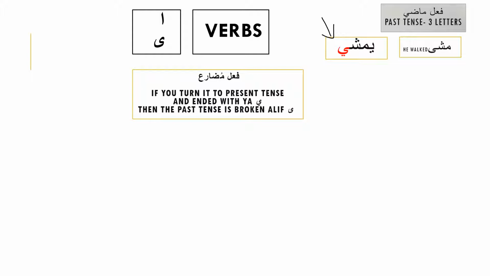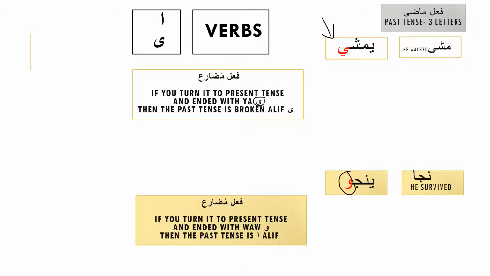One more time. Go back to the verb as a past tense, 3 letters. If, after you turn it to present tense, it ends with ya, then the past tense is broken alif. But if you turn it to present tense and it ends with waw, then the past tense is alif. So we have 2 things to think about. The first step, think of past tense. Turn it to present tense. If it ends with ya, then the past tense is a broken alif. But if it ends with waw, then the past tense is alif, not a broken alif.